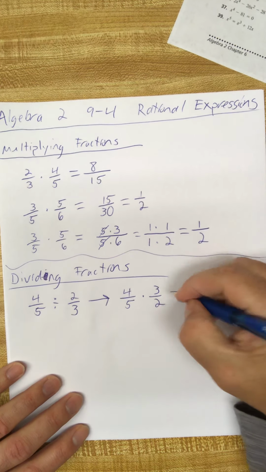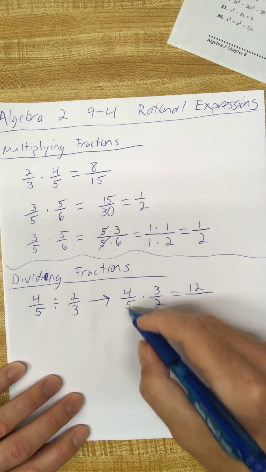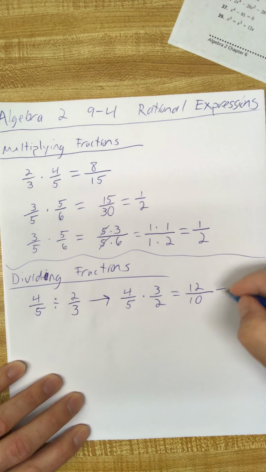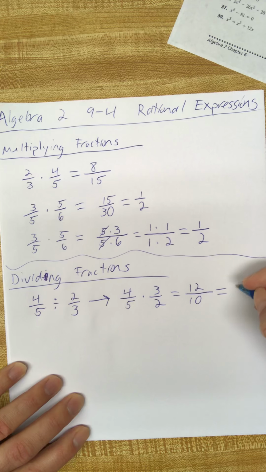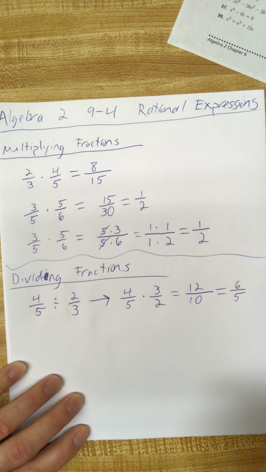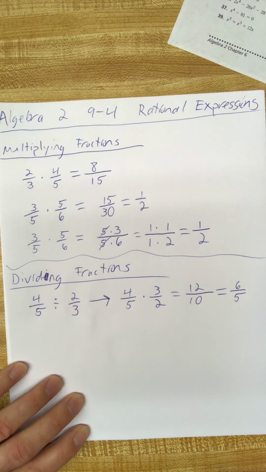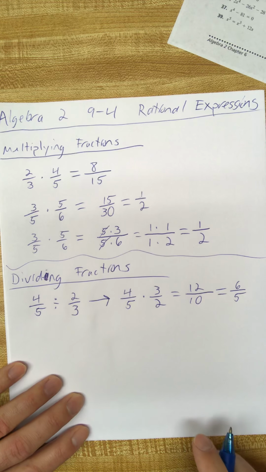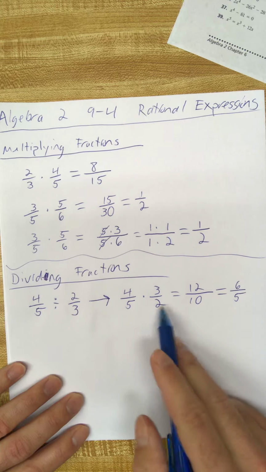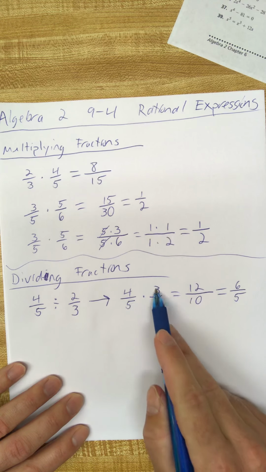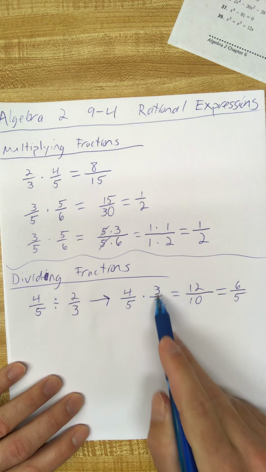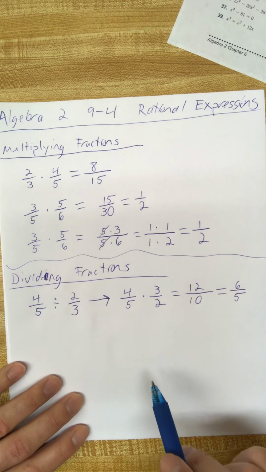So 4 times 3 is 12. 5 times 2 is 10. Reduce that down to 6/5. And just leave it as 6/5. Don't write it as like 1 1/5, and certainly don't say it's 1.2. Okay, so when it comes to dividing fractions, you just change it to multiplication. You multiply by the second fraction, the reciprocal of the second fraction. Do not change your first fraction.